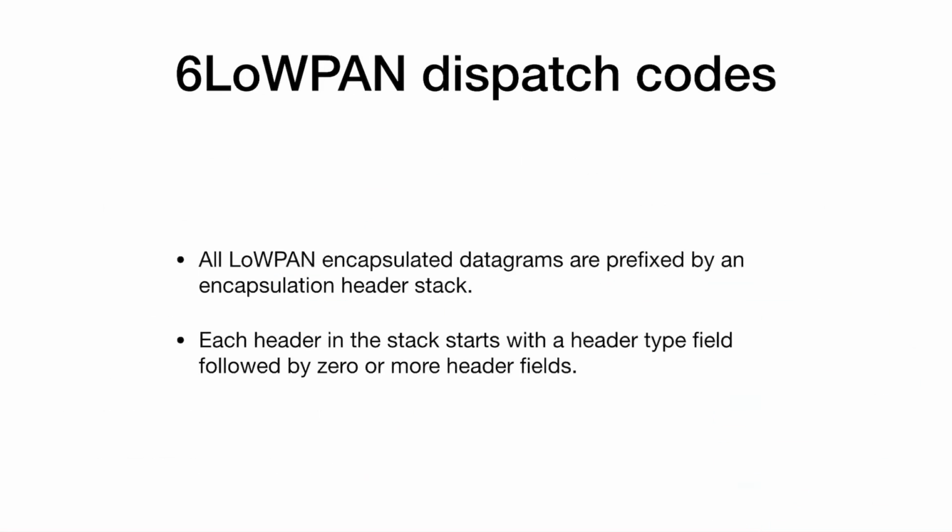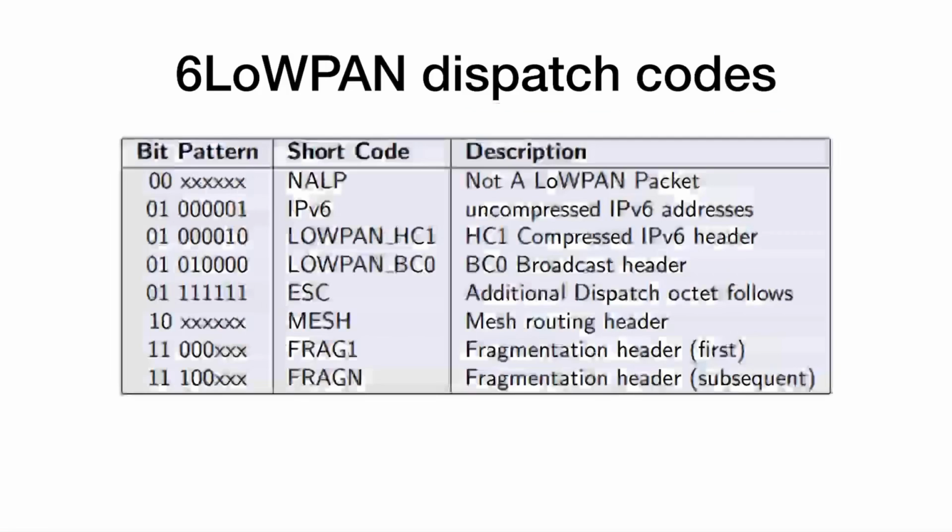Now the dispatch codes. When you see the 6LoWPAN header structure, we have something like dispatch codes. All LoWPAN encapsulated datagrams are prefixed by an encapsulation header stack. So everything will have a header stack, like binary digits. Each header in the stack starts with a header type field followed by zero or more header fields. This is what happens in the dispatch codes. After the dispatch codes, the regular codes go inside the 6LoWPAN headers. Now what are the different dispatch codes?